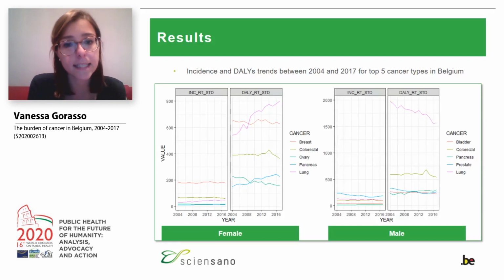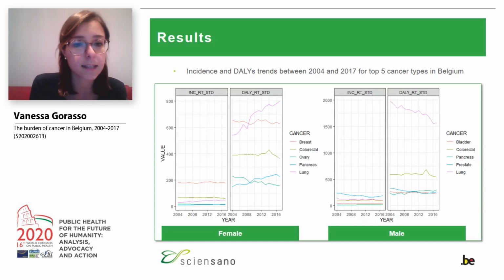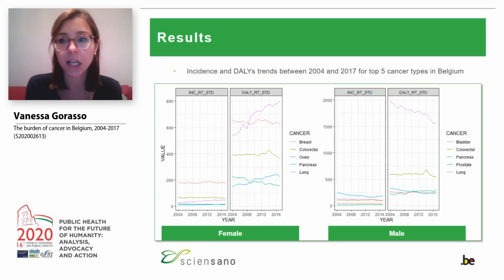We can see also that between the two sexes there is a similar pattern for the DALY standardized rate for pancreas, but for females the increase was steeper. We can also observe that there was a decrease in the ovarian cancer DALY standardized rate throughout time.